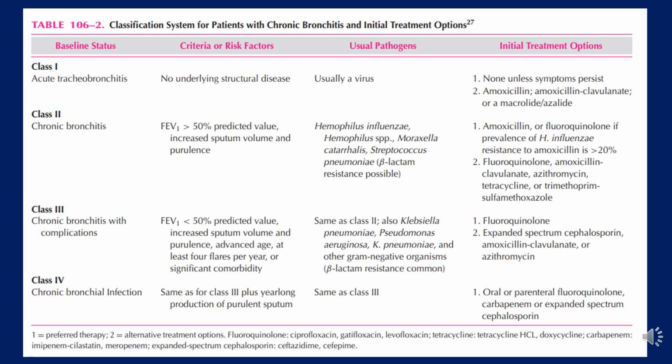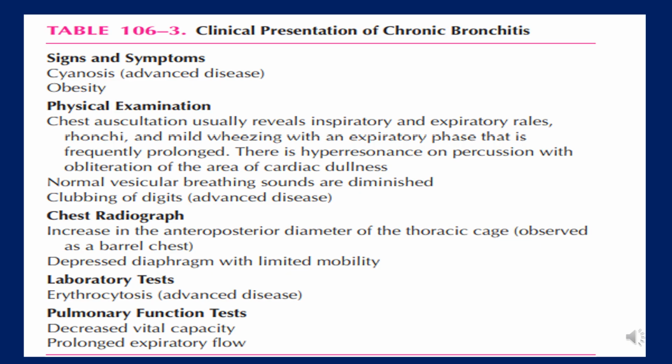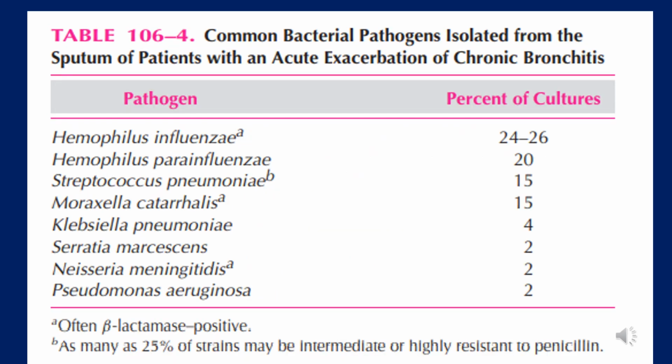Pause the video and carefully scrutinize Table 106-2 summarizing the classification system for patients with chronic bronchitis and initial treatment options before advancing to the next slide. Pause the video and carefully scrutinize Table 106-3 summarizing clinical presentation of chronic bronchitis before advancing to the next slide. Pause the video and carefully scrutinize Table 106-4 summarizing the common bacterial pathogens isolated from the sputum of patients with an acute exacerbation of chronic bronchitis before advancing to the next slide.